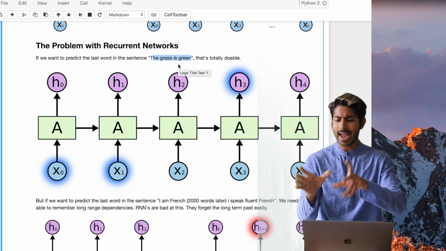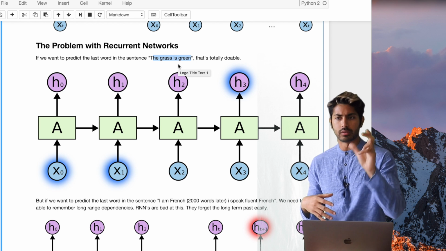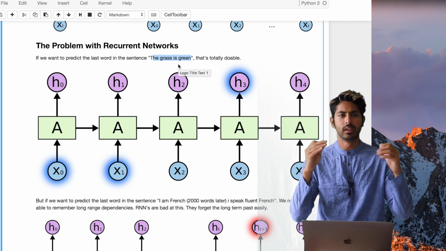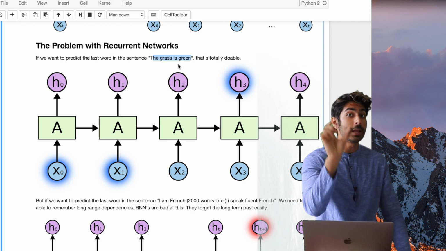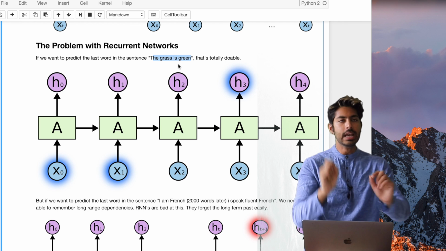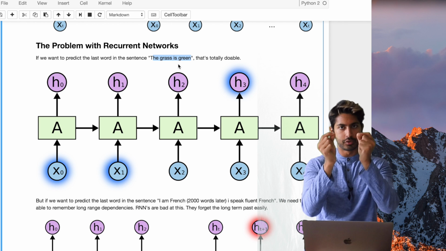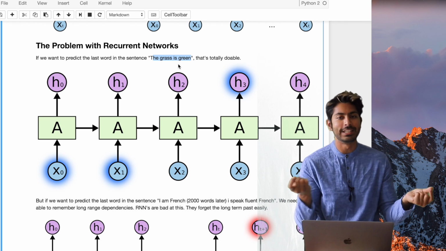Let's say it had some sentences before that, like the lawn is green, or it already said the grass is green in the previous sentence, so it already made that distinct connection between grass and green, and those two things are related. So of course it's very easy to do that.